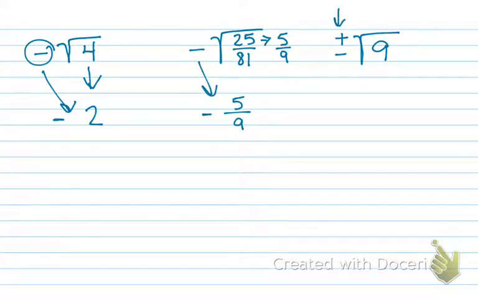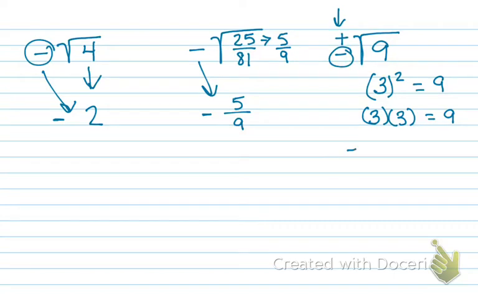This means a plus or minus. Think about a perfect square of 9 is 3. Well, if we square 3, we get back to 9, which is the same thing as 3 times 3, we get to 9. But having a negative means we have a negative 3 times a negative 3, which still equals 9. So our answer for this one would be plus or minus 3.